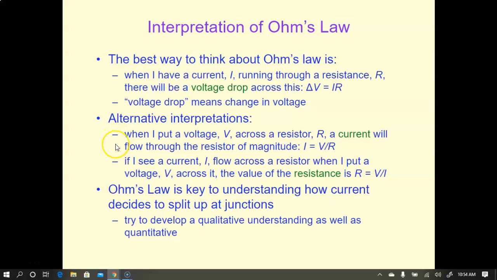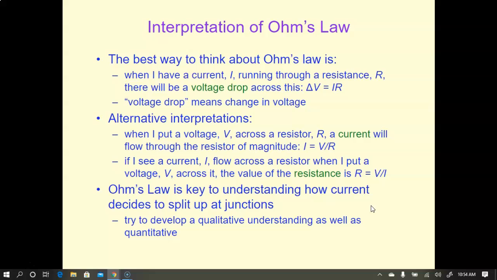Another way of looking at it is when you put a voltage across a resistor, the current that flows through the resistor is going to be equal to the voltage divided by the resistance. So that's just rearranging the law. Or you can look at it in terms of resistance. So the resistance is equal to the voltage divided by the current. So just taking the basic equation and reworking it different ways.